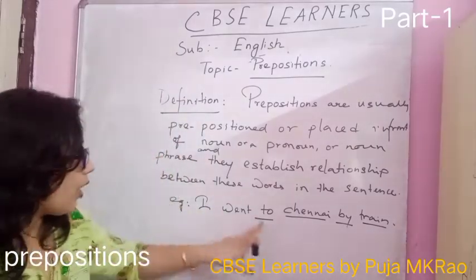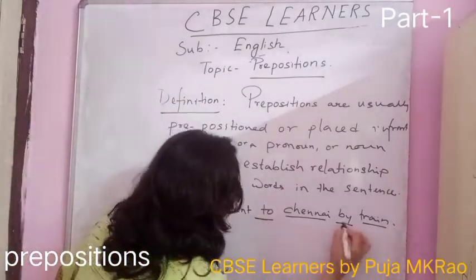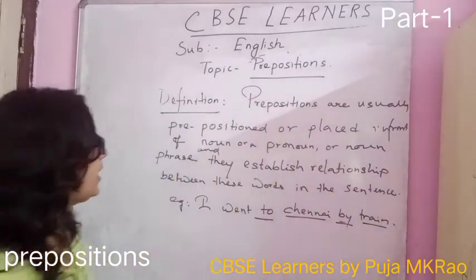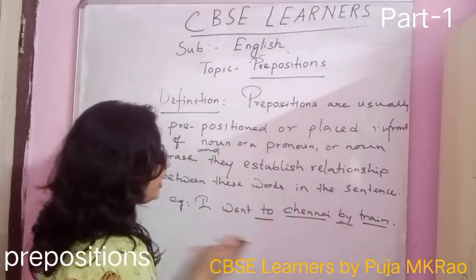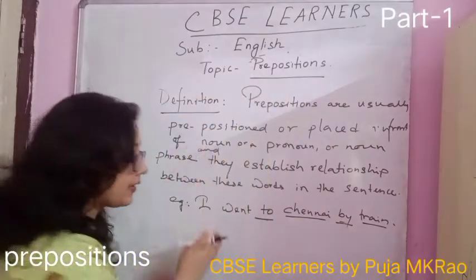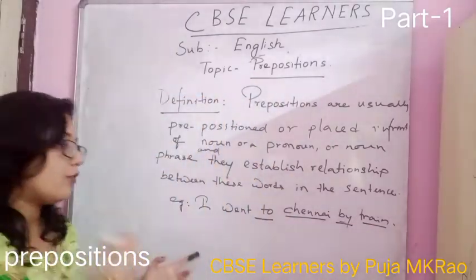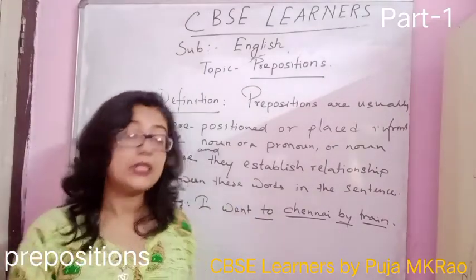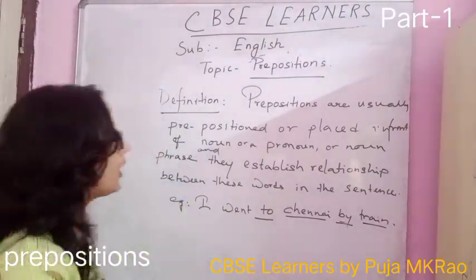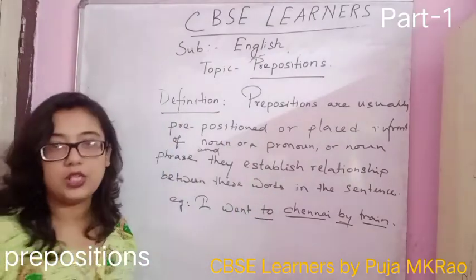So what is the preposition doing here? The preposition is actually showing the relationship between these words in the sentence: that I went to Chennai, where I went, and how I went, by a train. So this is a preposition.